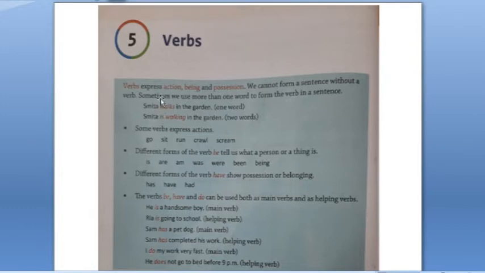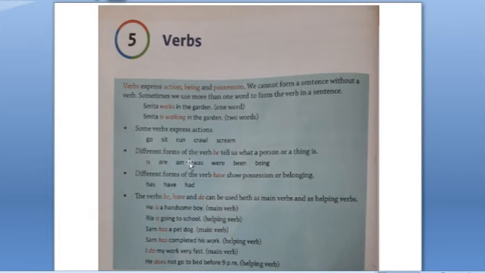So what are the verbs? Basically the action words. And here we have some examples. Smita walks in garden. So walks, this is action. And the second example is Smita is walking, and here is is a helping verb, and walking is the action word. So here are two verbs in this sentence, and here is only one word. Some verbs express action like go, sit, run, crawl and scream.